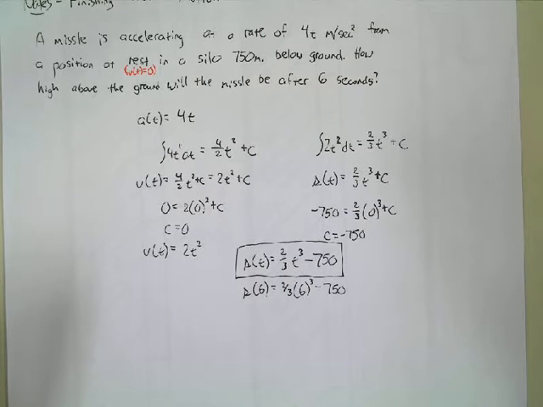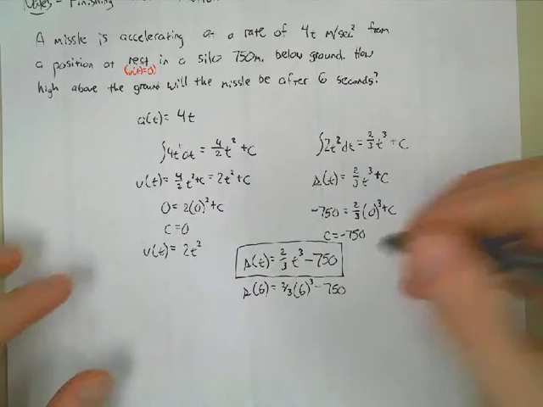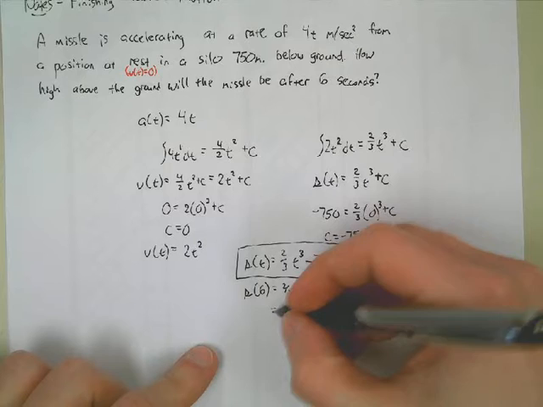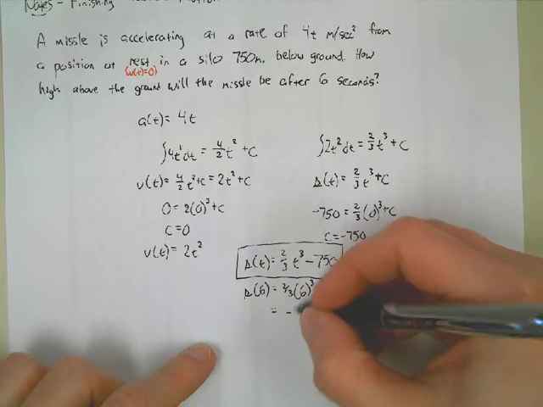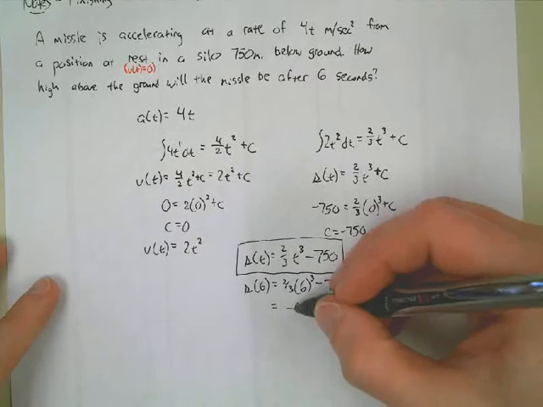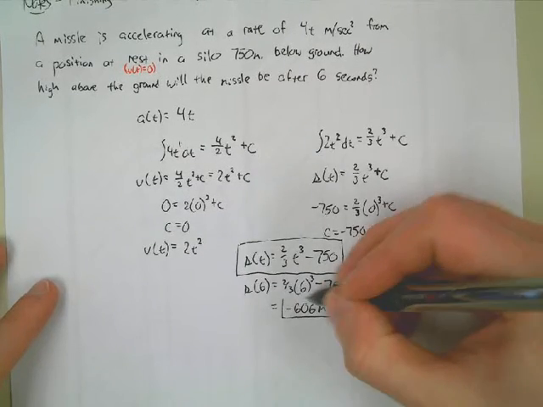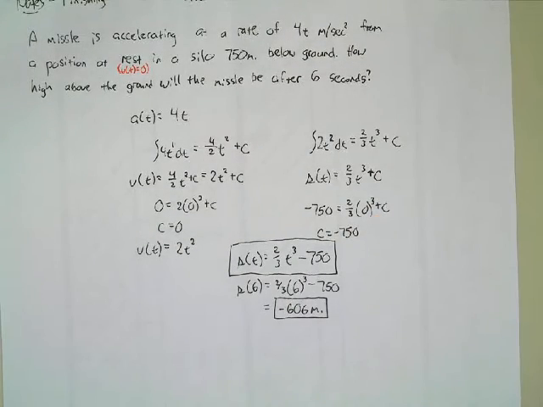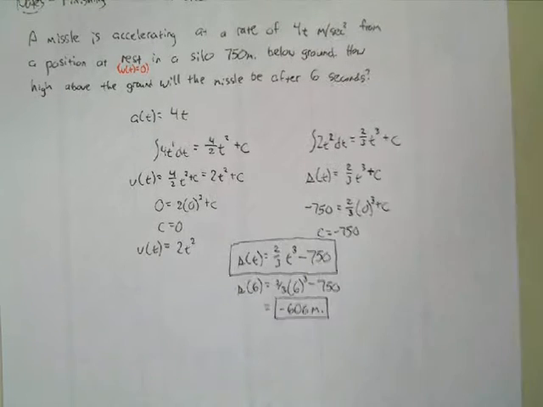Right. So when we plug this in here, we end up with negative 606 meters. Don't forget meters. It's still subterranean. Makes sense, though. If you look at your equation, it makes sense. You've got to trust the math. Sure. Stop thinking logically.